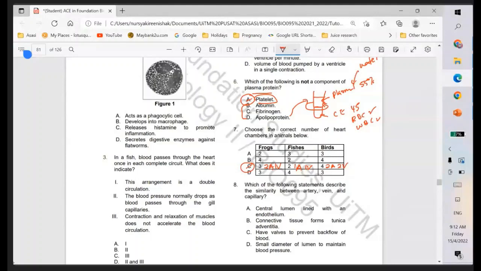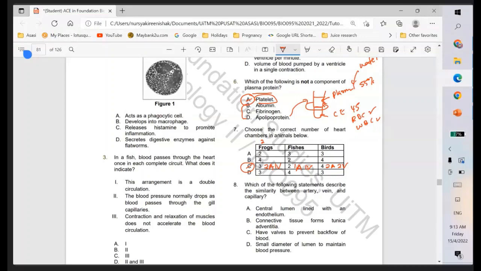Okay, so for frogs, because it has 2 atria and 1 ventricle, it uses double circulation. Fish uses single circulation of blood, and then birds use double circulation of blood. For frogs, at the first pumping of the heart, the blood will flow into the pulmocutaneous circuit. Pulmocutaneous circuit is for exchange of respiratory gas.